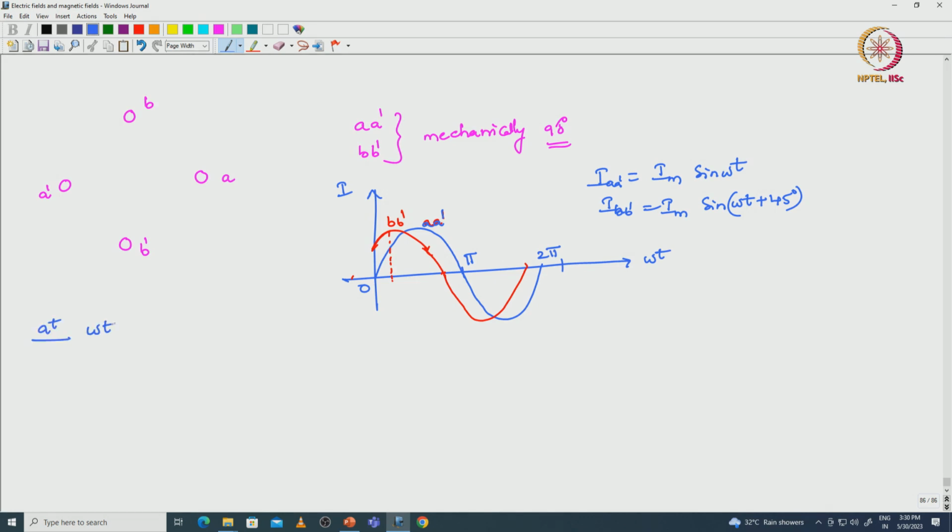At omega t equals 0 I will start. Before going to that I will define the segments. This is pi by 4 and pi by 2 and this is 3 pi by 4, and same way this is 5 pi by 4 and at this point 6 pi by 4 and this is the instant 7 pi by 4.